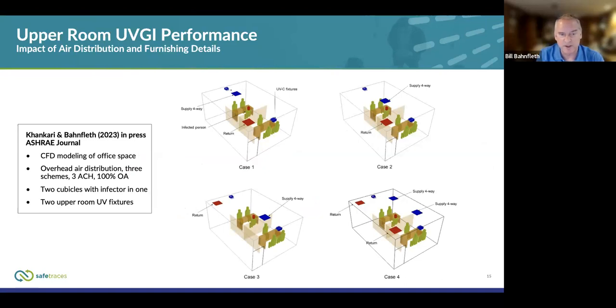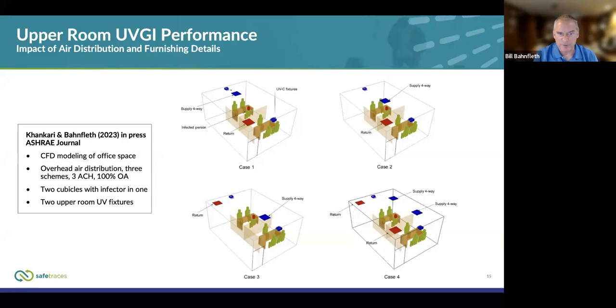And we've been looking at a number of parameters and their effect on the performance of an upper room system. So in this one, what we were studying was the effect of moving around the supply and return for the overhead mixing HVAC system in a space that had a couple of cubicles in it, and you see 2 groups of 3 people. One of them is treated as an infector. That's the mannequin with the red head in the upper cubicle in this isometric.